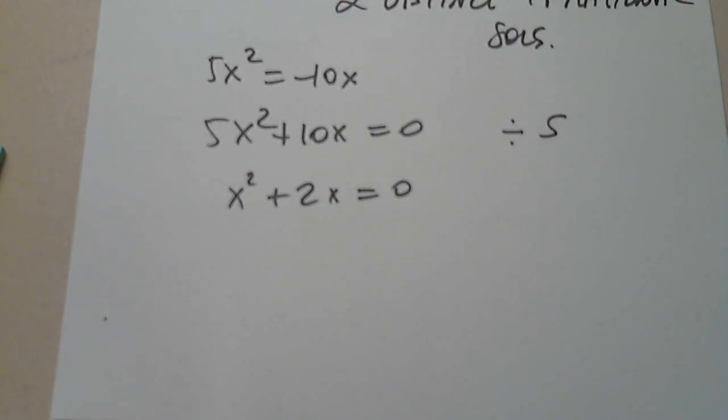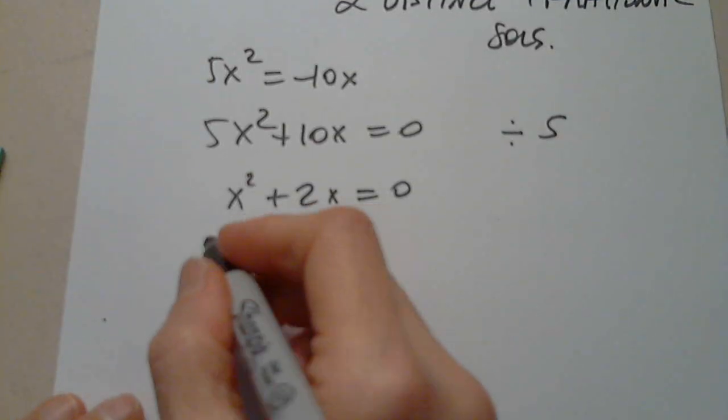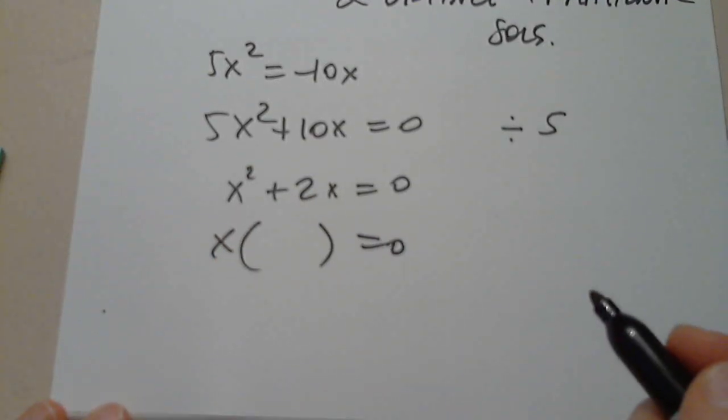How do we factor x squared plus 2x, please? X plus 1? We have to go through the strategy. The strategy says descending order, it's a binomial, greatest common factor. X. Of course. What is left in parentheses?